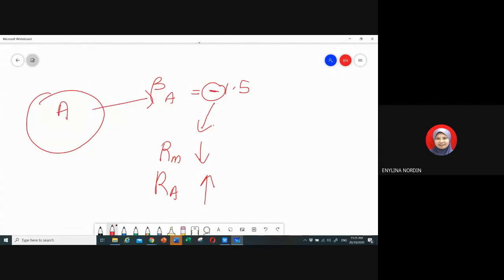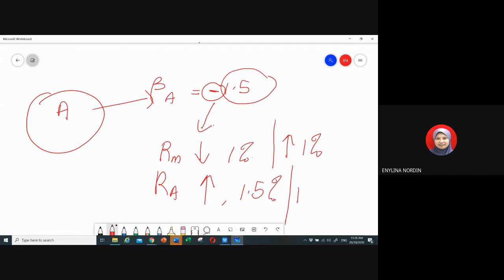But the next question is, okay, how much are the returns on stock A going to increase? So it depends on the beta value. Let's say if market return falls by 1%, that means returns on stock A will increase by 1.5%. Okay, right. If market return increases by 1%, that means returns on stock A will decrease by 1.5%. Are you following?